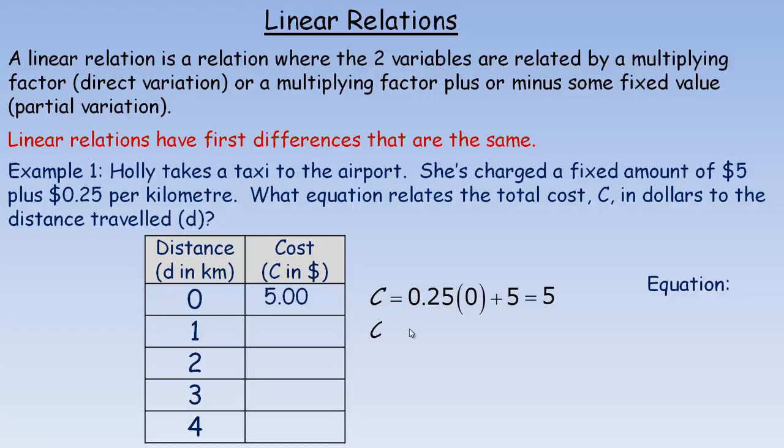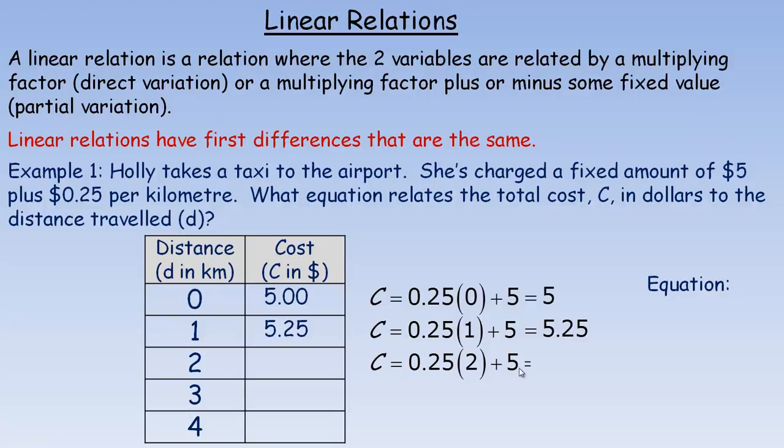For the second one, she's now driven a kilometer in the taxi cab, so we would multiply the 25 cents by 1 kilometer and add 5. Now 0.25 times 1 is 0.25, so if we add that to $5, we would get $5.25. We'll put that here. For the next one, we've gone 2 kilometers, so 25 cents times 2 would be 50 cents, added to the $5 is $5.50, and so we'll put $5.50 here.